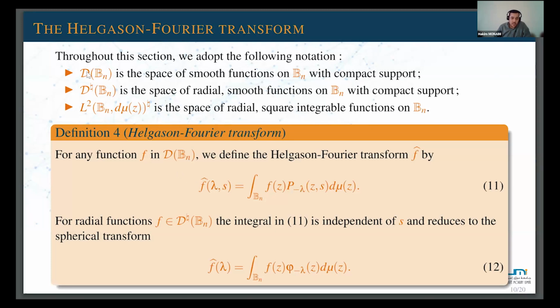For any function on this space, we define the Helgason Fourier transform by f hat of lambda, s is the integral on the unit ball of f(z) p_lambda(z, s) d mu(z). For a radial function, this transformation becomes this form.